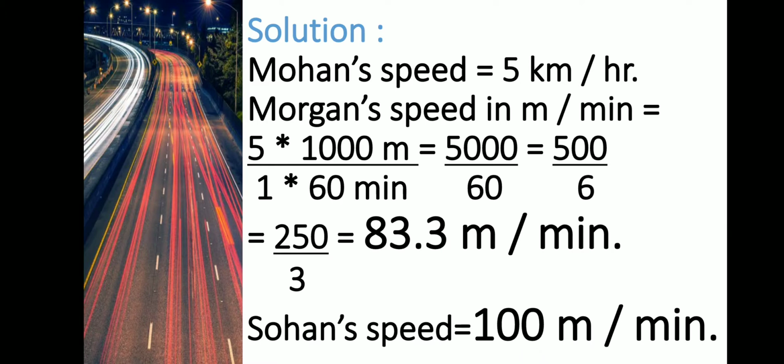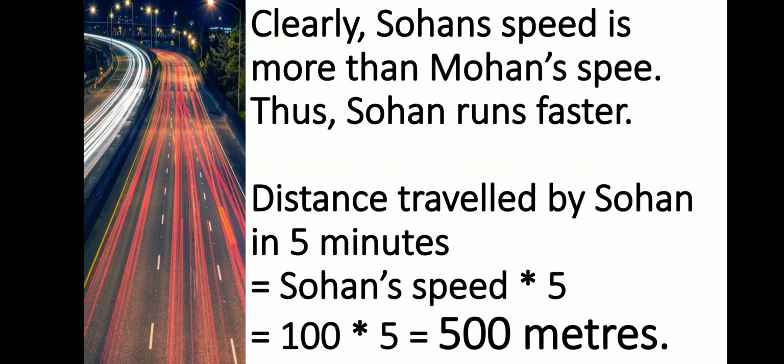Now Sohan's speed is given as 100 meters per minute. We can clearly see Sohan's speed is more than Mohan's speed. Thus Sohan runs faster. Now the second question is the distance traveled by Sohan in 5 minutes. Sohan's speed into 5. Sohan's speed was 100 meters per minute into 5, that is 500 meters. So Sohan travels 500 meters in 5 minutes.